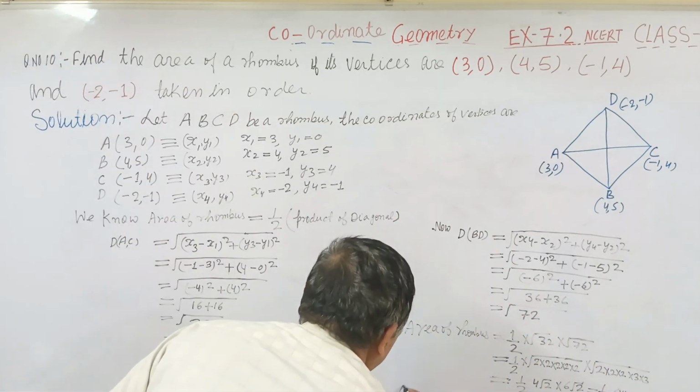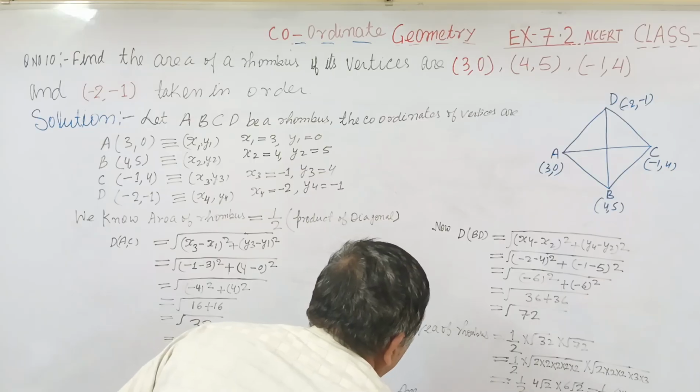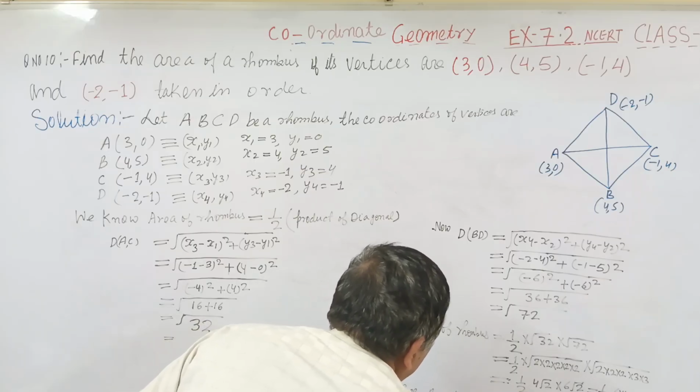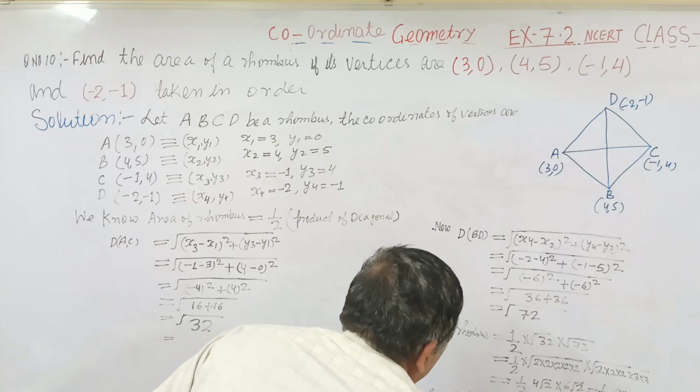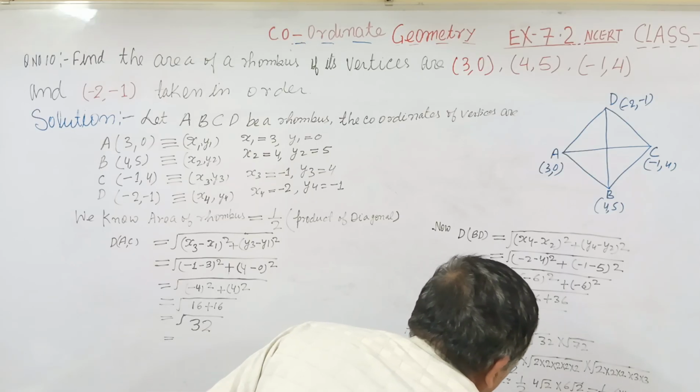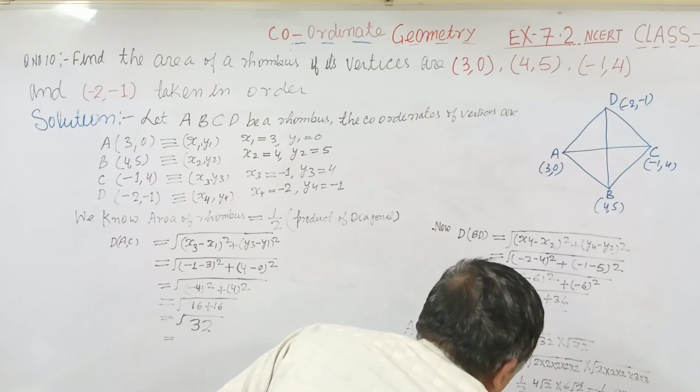So the answer is: the area of the rhombus equals 24 units.